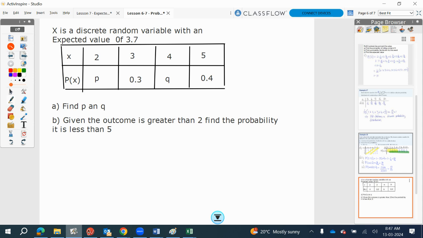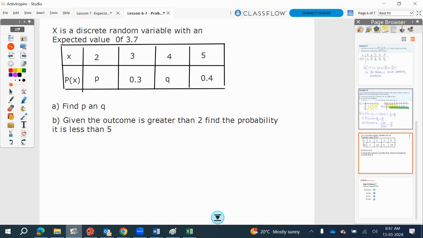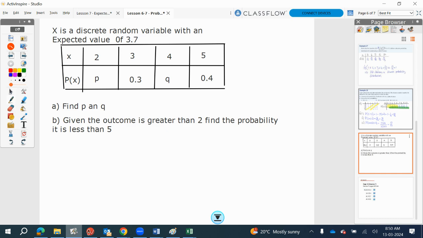Okay, last question. Have a go at this one for yourself now. Okay, so we've got the discrete random variable with an expected value of 3.7, and we've got this table. We have to find P and Q. We've got 2 unknowns, so we're going to need 2 equations. What equations could we create from this information?